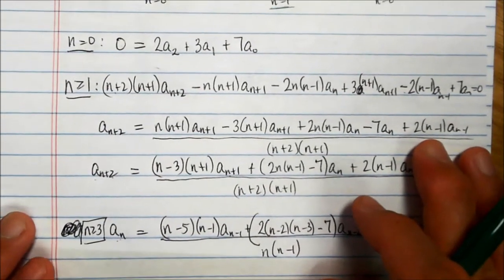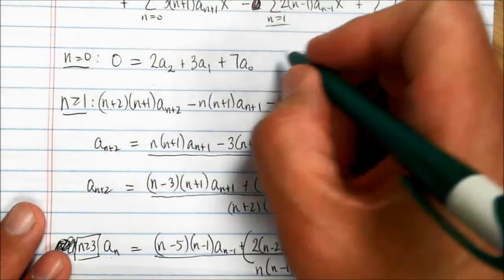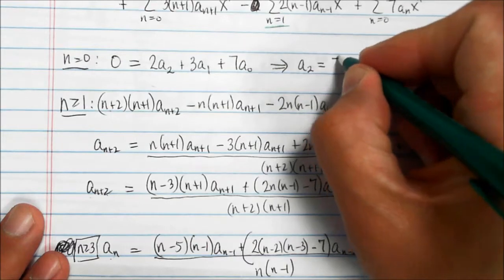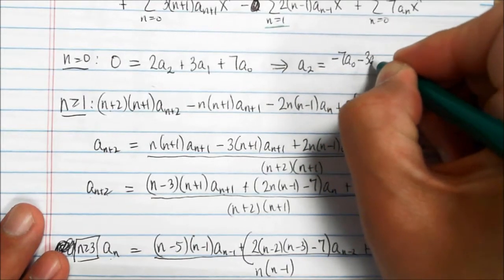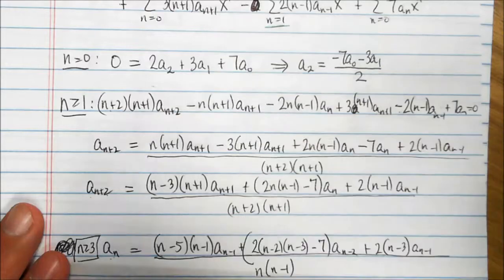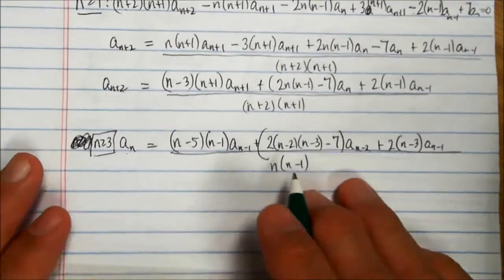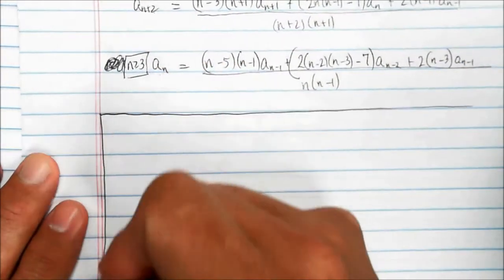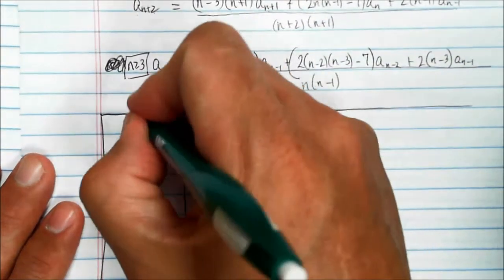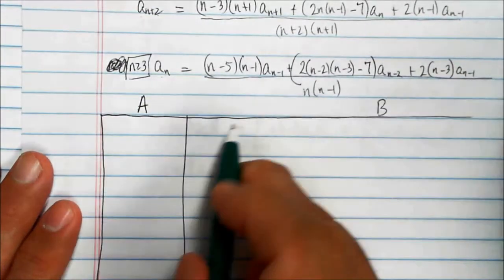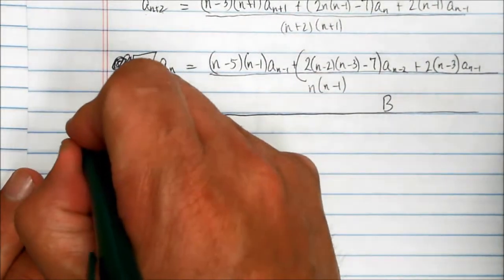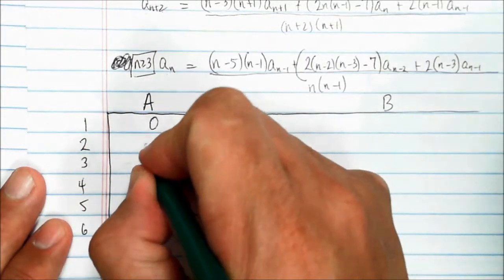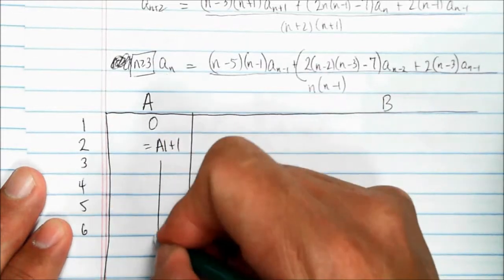Okay, so let's talk about how to program this. First, let's go back to this one. So this means that a sub 2 is going to be equal to minus 7a sub 0 minus 3a sub 1, all over 2. And so attempting to put this in Excel is going to be a bit of a mess, but let's illustrate how this would work. So column A, I'm going to leave a lot of room here for column B. So row 1, row 2, row 3, row 4, row 5, row 6. Here are going to be my values of n, which I'll fill down this way.